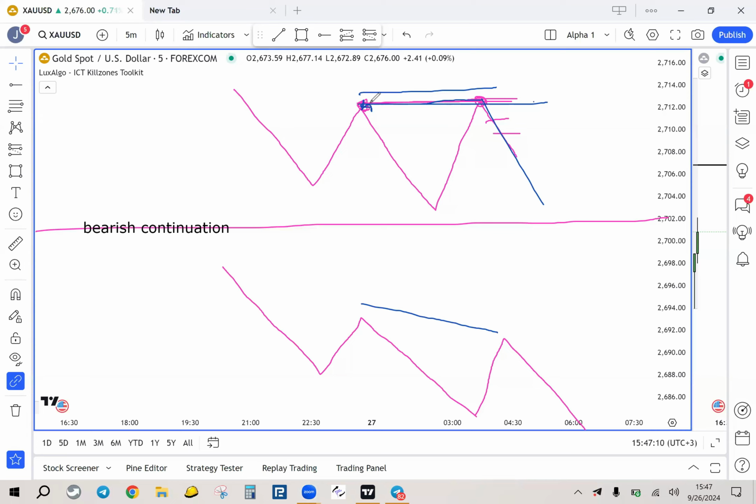So this is what actually is going on. If you look at the correlated pair, that high will not be taken out if you see silver being pretty far away from that corresponding high that you're waiting for gold to go above.